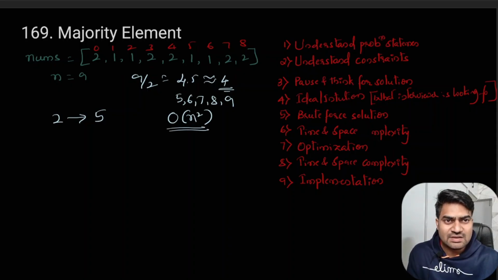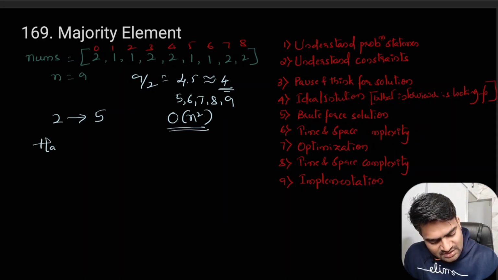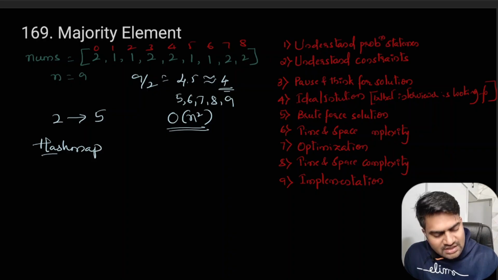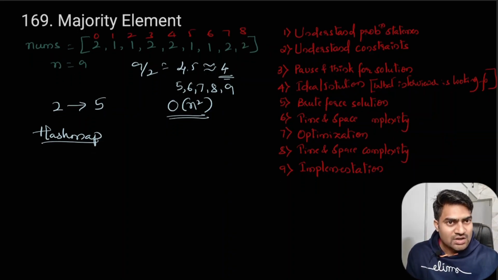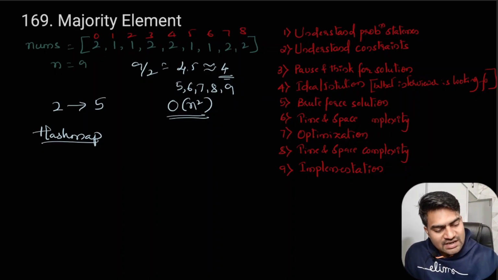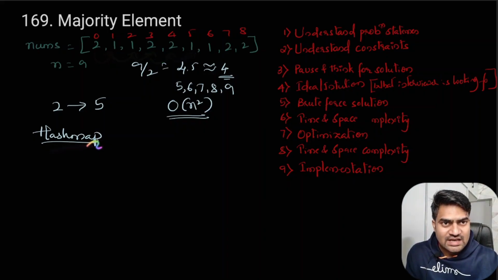This is the extreme naive solution. What is the other solution, or maybe a small improvement over this extreme naive solution? The other would be to use a hash map and keep the count of numbers. We can iterate over each number and increment its count in the hash map.